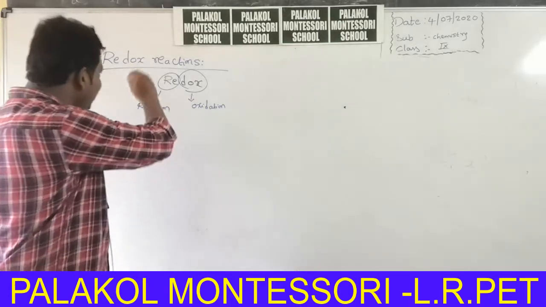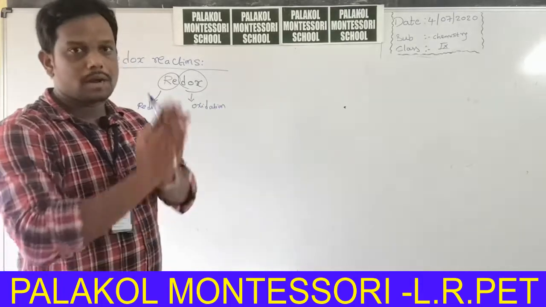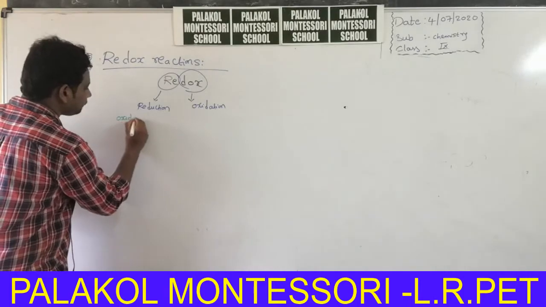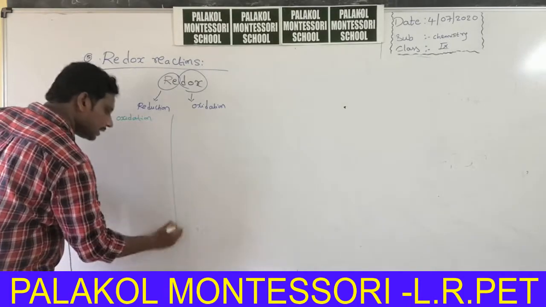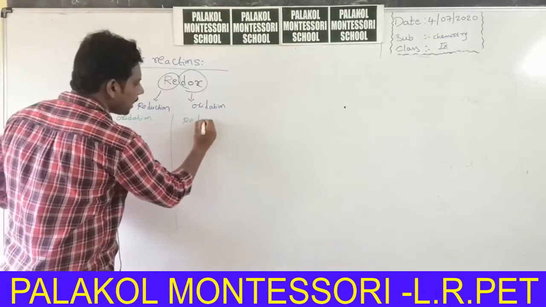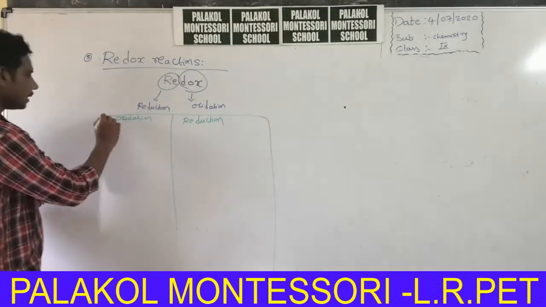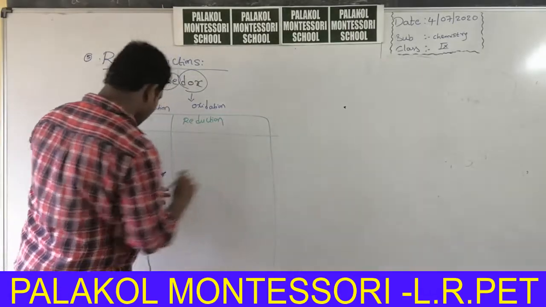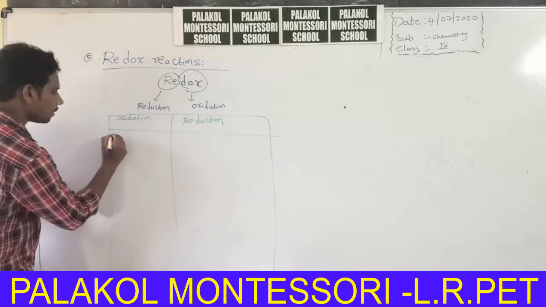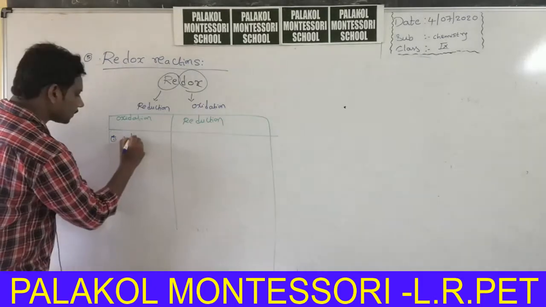Before explaining the redox reaction, I will explain the definitions of what is reduction and what is oxidation. So we start with oxidation. What is oxidation? Oxidation is one type of chemical reaction. Reduction is also one type of chemical reaction. Okay, start. Point 1. Addition of oxygen is called oxidation.